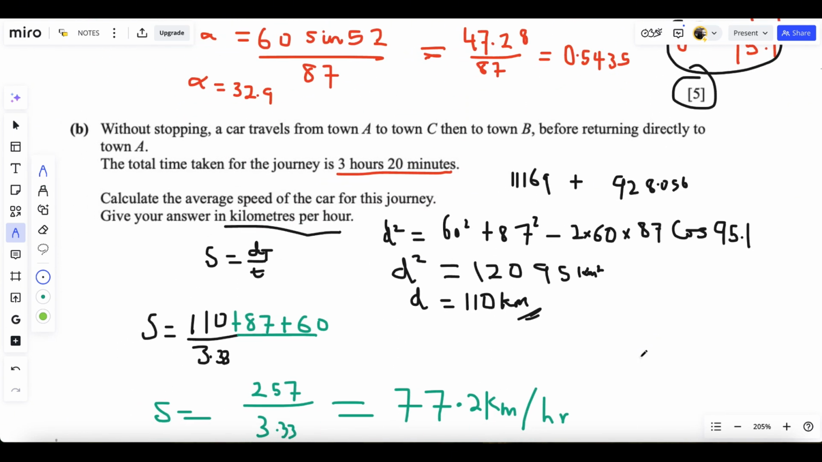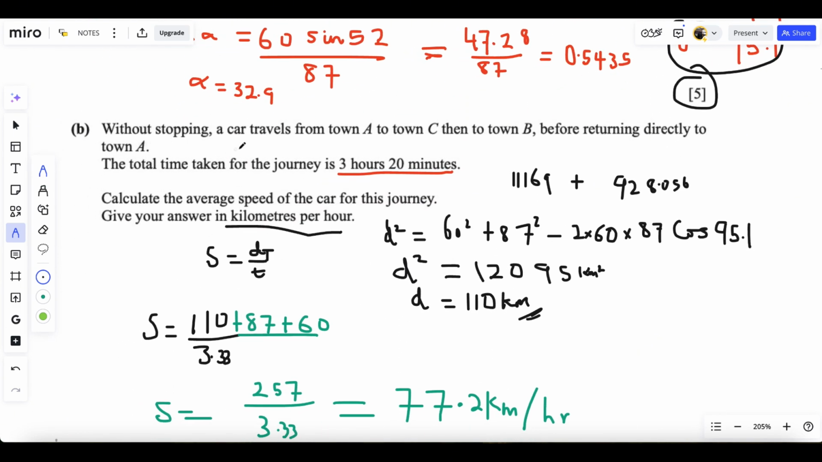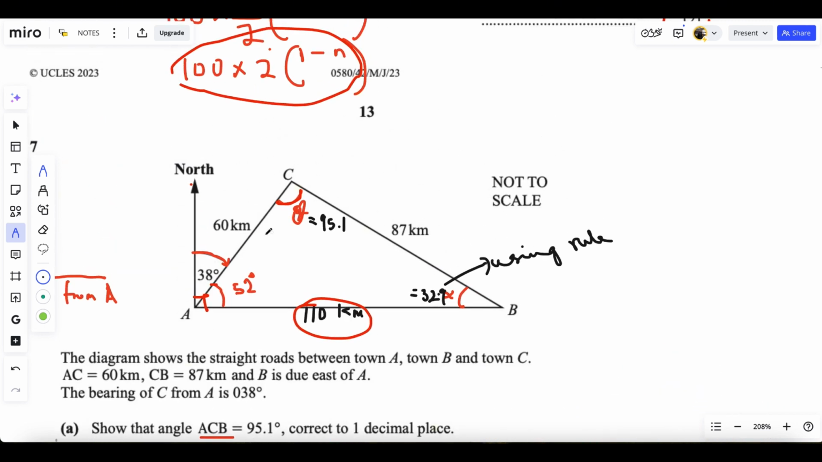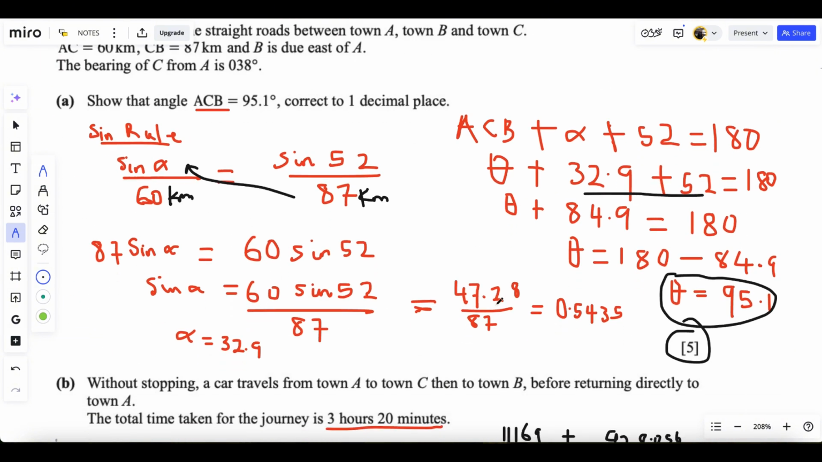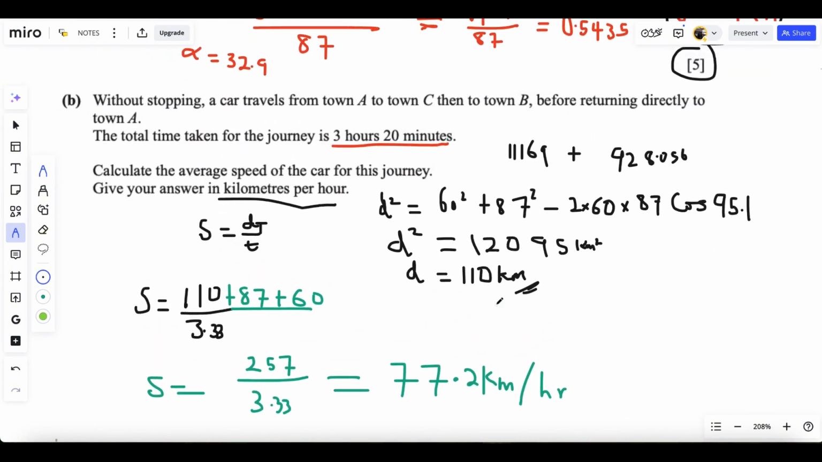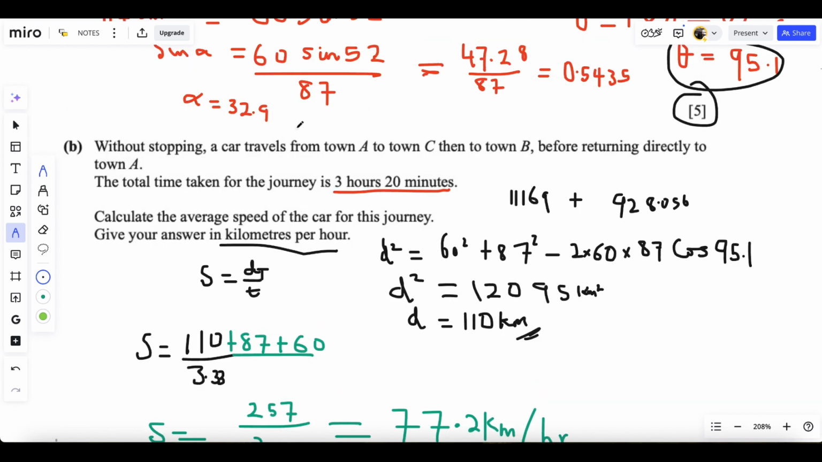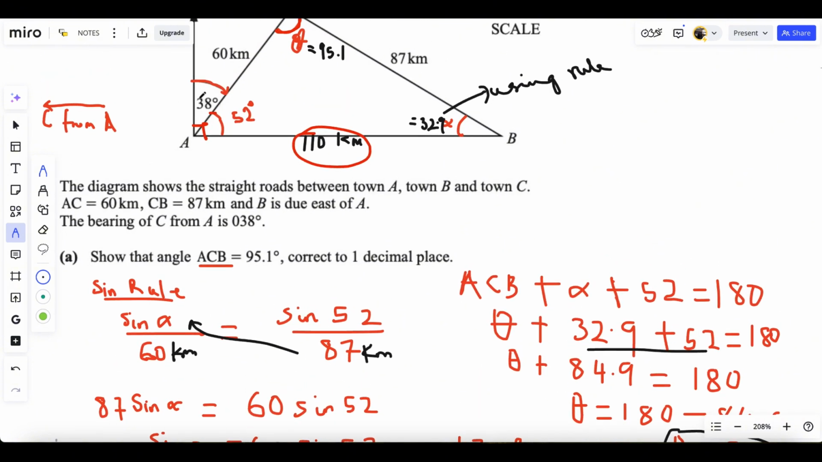Now let's go to the next question. It says, without stopping, a car travels from town A to town C, then to town B. So the car travels from town A to town C, and then without stopping, he moves to town B. Okay? Now let's pay attention to what the question is going to ask us. And then to town B, before returning directly to town A. Before the guy returns directly, so there is a distance.